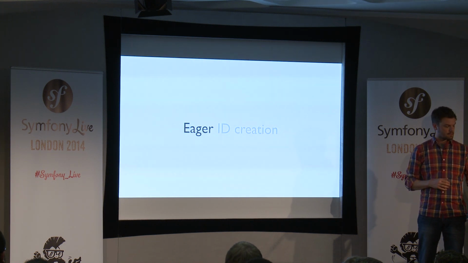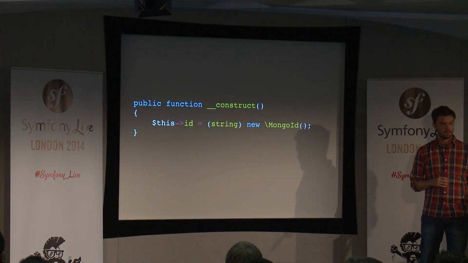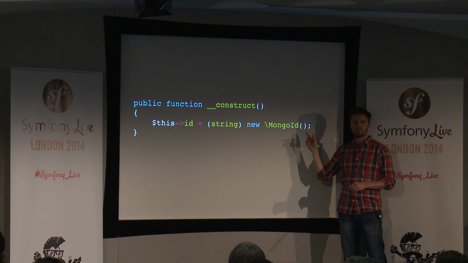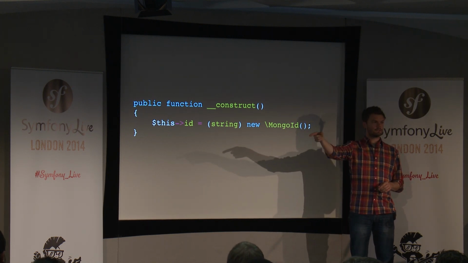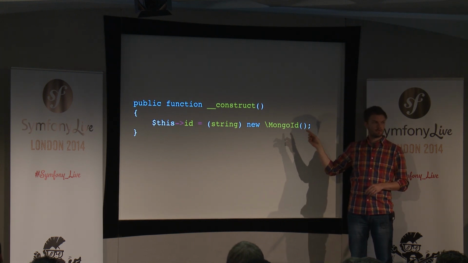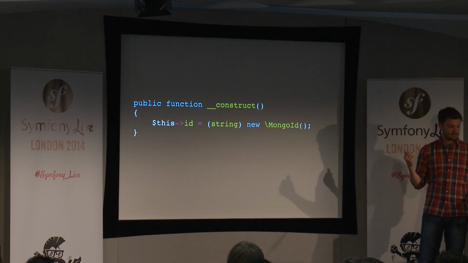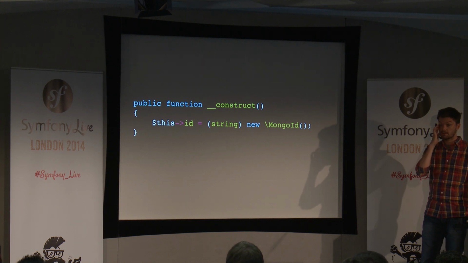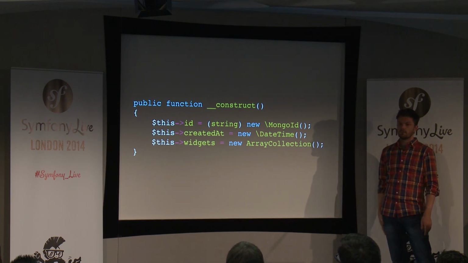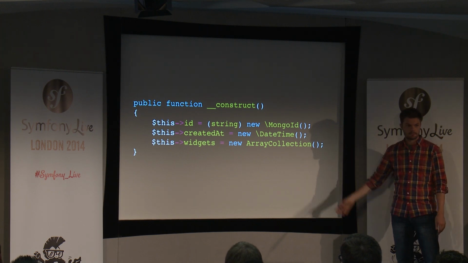Eager ID creation. This is another tidbit specific to Mongo. You can actually create new Mongo ID objects in your PHP code. You don't have to send the object to the database and get an ID back from it. Mongo is built in such a way that you can create those IDs in your code when you create the object. So I always have this in my constructors for any objects that are going to go into Mongo. A few other things too: the created at timestamp. There's no need to do this in a listener.